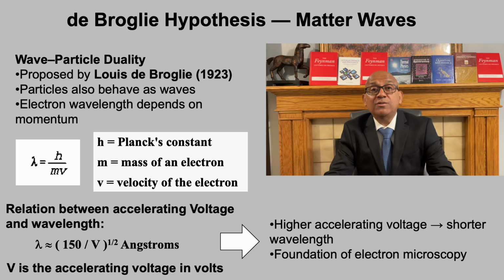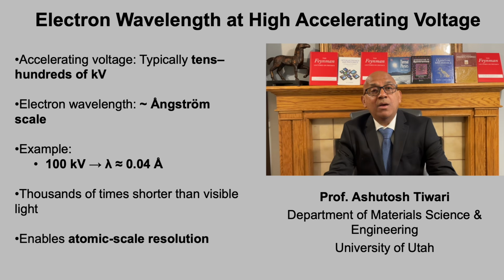By treating electrons as waves with extremely short wavelengths, we gain access to length scales far below the limits of optical microscopy. When electrons are accelerated to energies of tens to hundreds of kilovolts, their wavelength becomes extremely small, on the order of angstroms, comparable to atomic spacings in solids. For example, an electron accelerated to 100 kilovolts has a wavelength of roughly 0.04 angstroms. This is thousands of times smaller than the wavelength of visible light, which is typically several thousand angstroms.